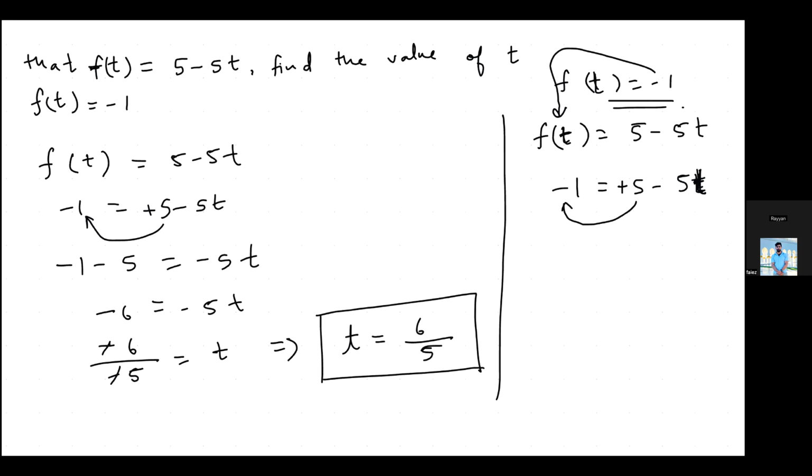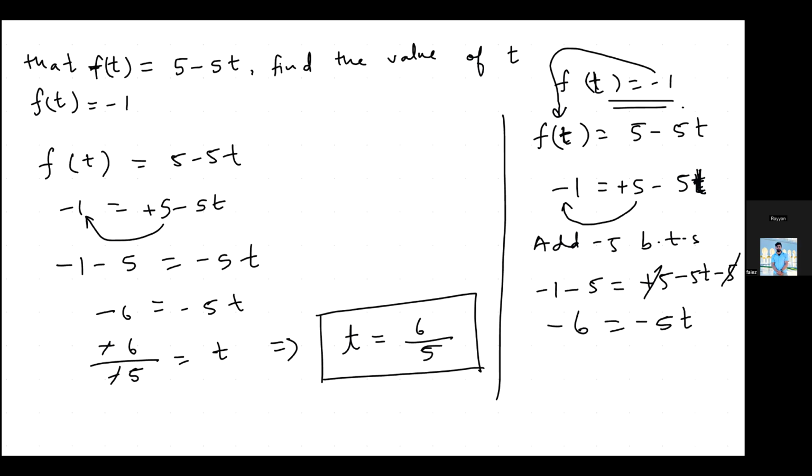But in case you're not doing that, you can just eliminate one by one. For example, plus 5. If you want to eliminate this, you need to add minus 5 to both sides. So minus 5, minus 1, minus 5, plus 5, minus 5t, minus 5. So minus 5 plus 5 got cancelled out. This will become minus 6 equals minus 5t.